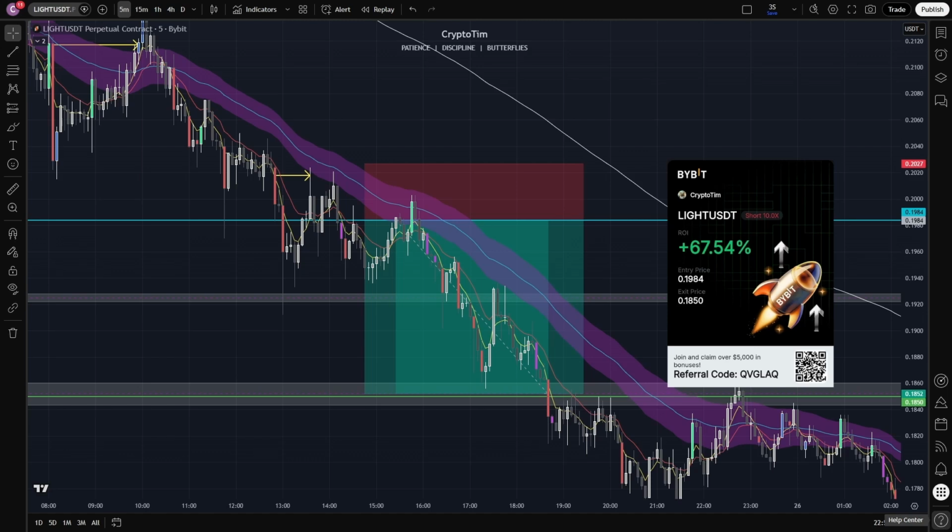In today's video we have a quick look at this 3R short trade that I took on Light USDT. I did record my chart live when looking for this setup, so without further ado, let's jump straight into the video.